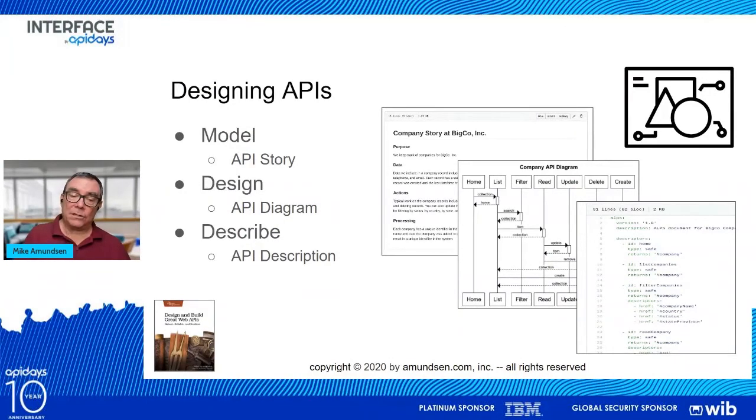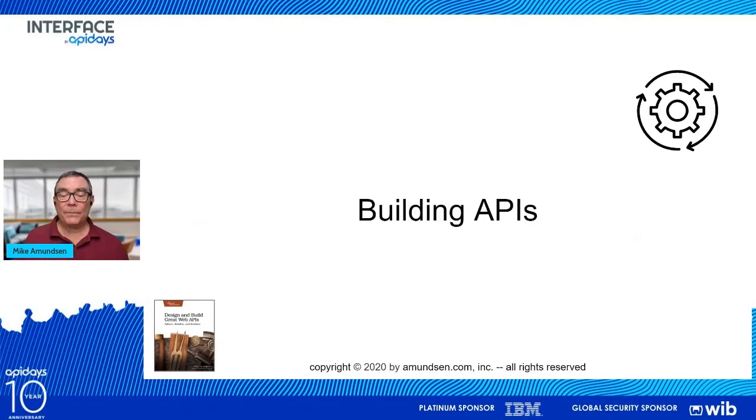All three of these things, your story, your diagram, and your description, need to be checked into the repo, into source control, because this is your history. And in fact, when I work with a team, every iteration of our diagram, every iteration of our story gets checked in as well. So now we've got a decent design, and we've got a design that's described in a machine readable way. Now it's time to do some building.